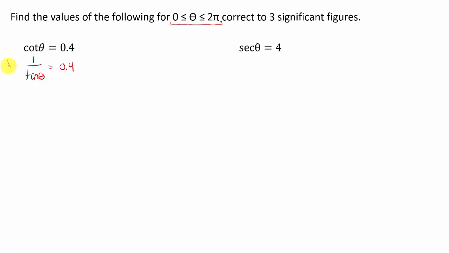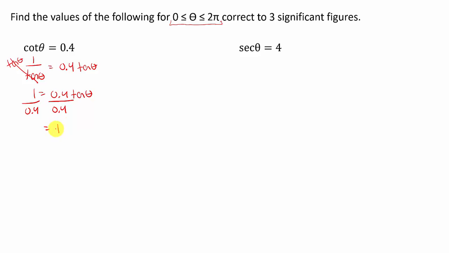So algebraically, you guys know you can do this. You can multiply by tangent of theta to both sides. And then we have 1 equals 0.4 tangent of theta. And to solve, I want tangent by itself, so I'm going to divide by the 0.4. Notice this side is the reciprocal of the 0.4.